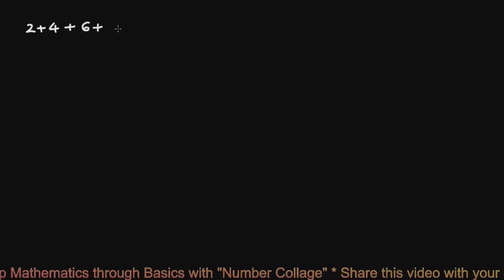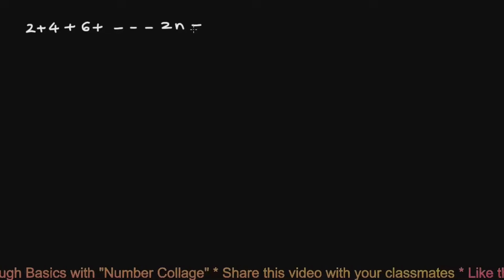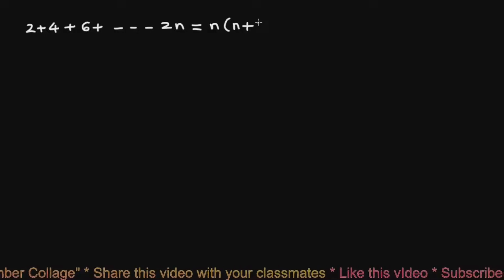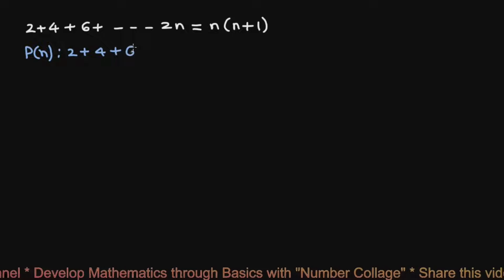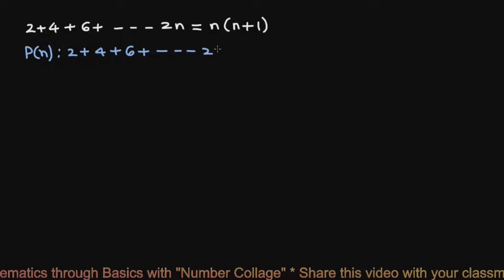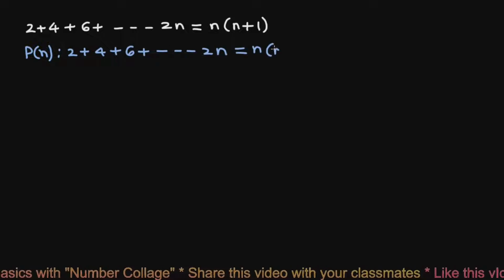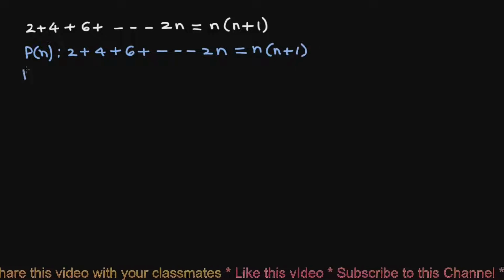In the first example, we will prove 2 plus 4 plus 6 plus so on and so forth plus 2n equals n into (n plus 1). Here Pn is 2 plus 4 plus 6 plus so on and so forth plus 2n equals n into (n plus 1). We will prove that P1 is true.